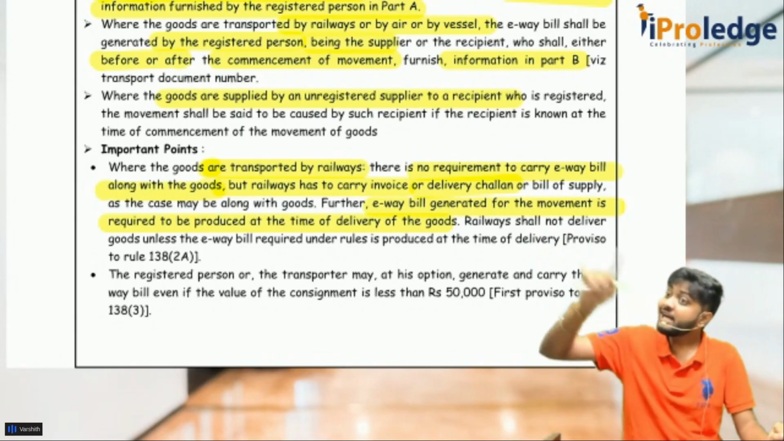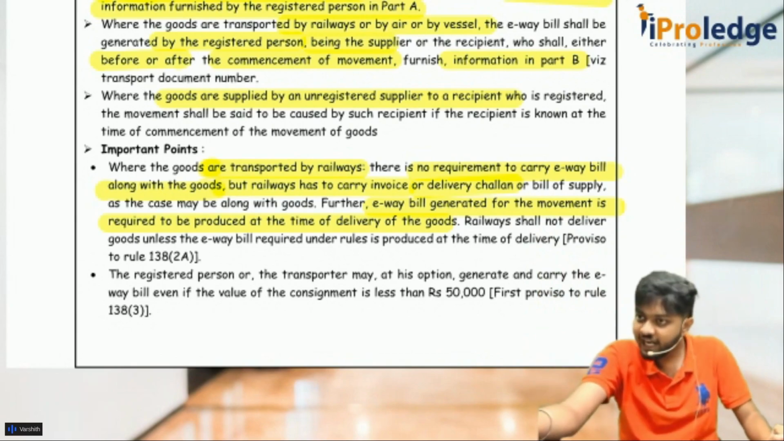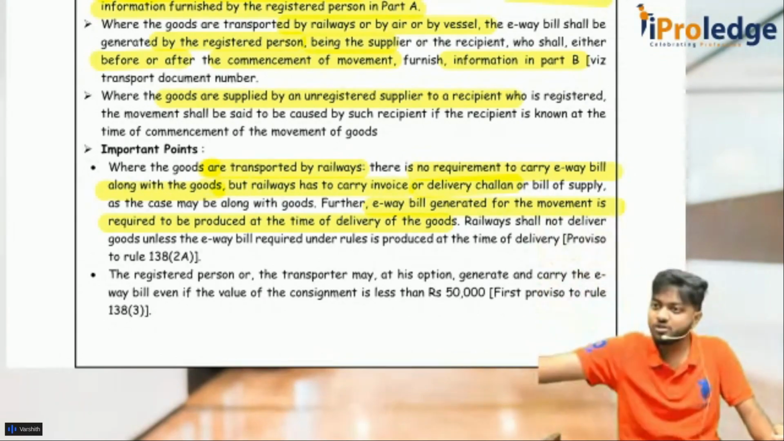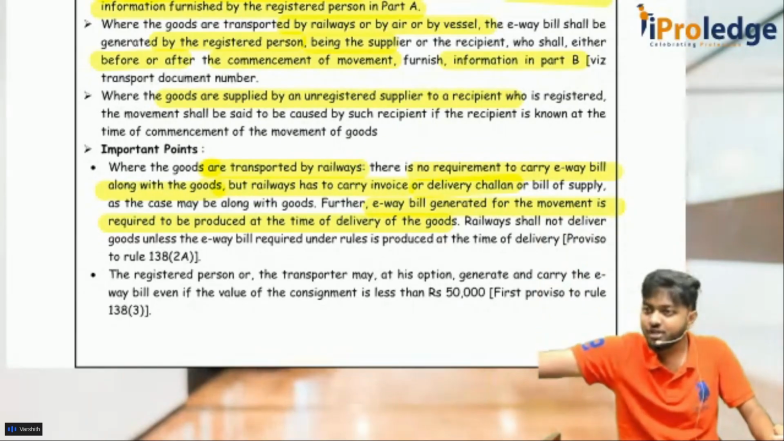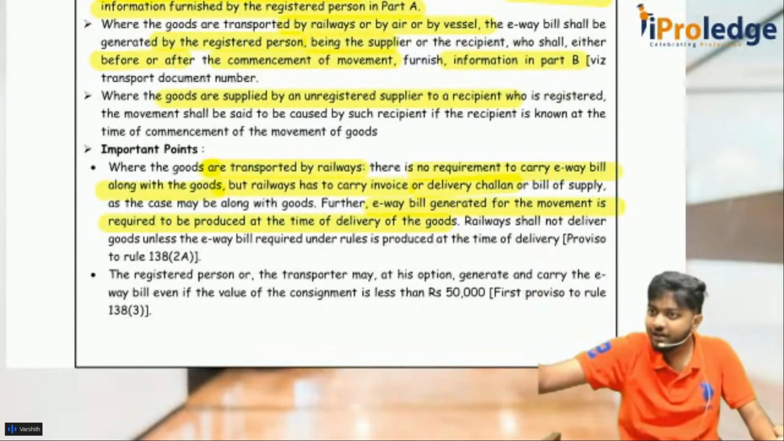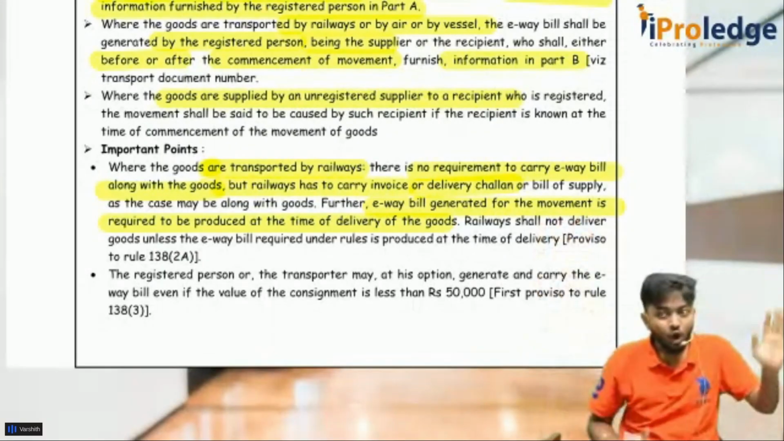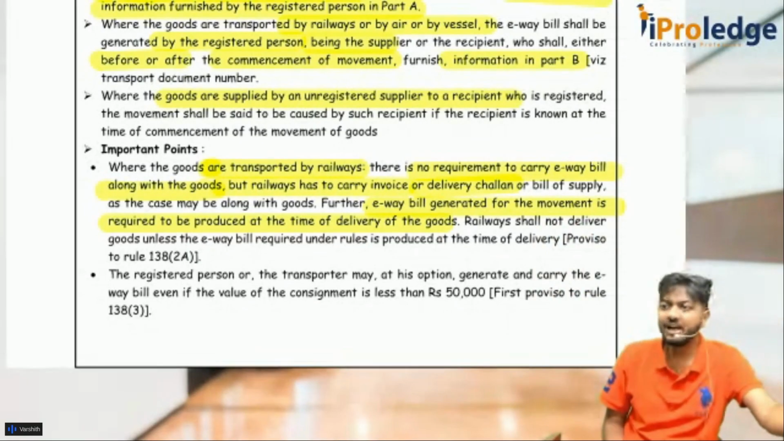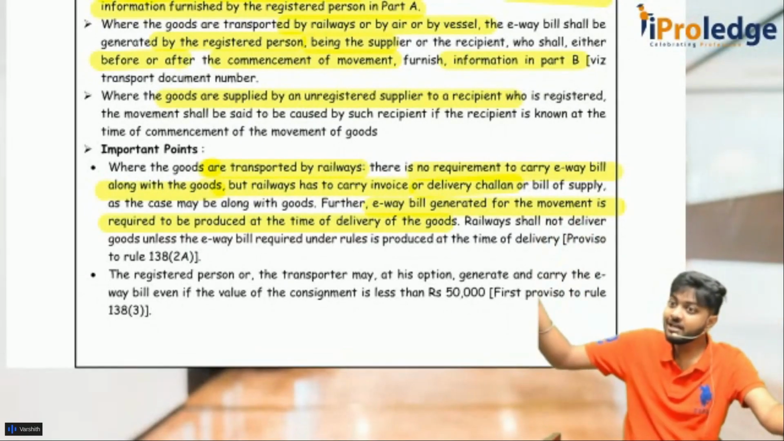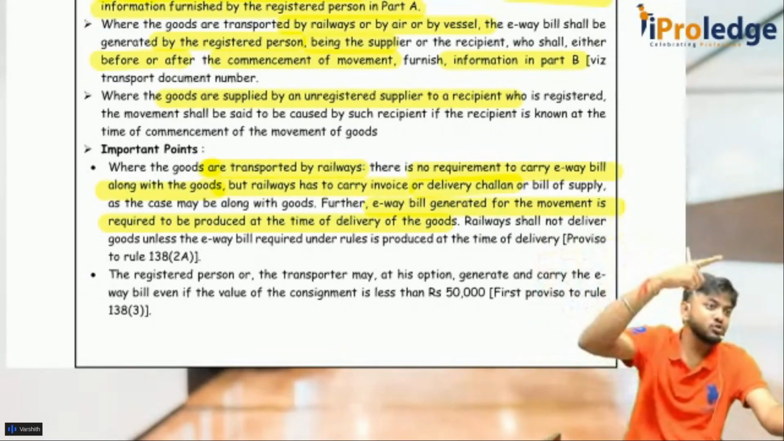But later, when it reaches place B, by that time the e-way bill should be generated and produced. Then only the railway people will give you delivery of the goods. If the e-way bill is not there, they will not give delivery. While taking delivery, you should show it. But along with the goods, there is no need to send the e-way bill. Clear? But at delivery, you should produce it. Then only they will give you delivery of the goods. All of you?